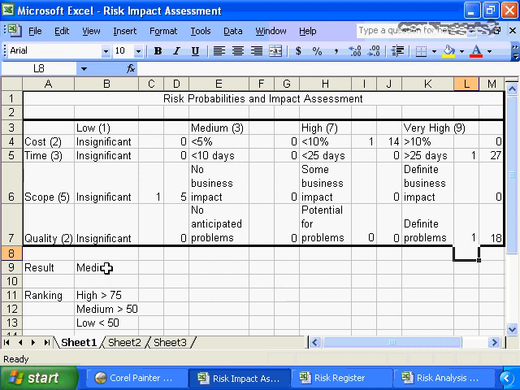In this particular instance, we see the result is still medium. So although we have done further analysis of the risk, we in fact haven't changed the risk ranking for the project. Some risks do not warrant this level of detailed analysis. Some risks you can simply get away with doing a higher level risk analysis.